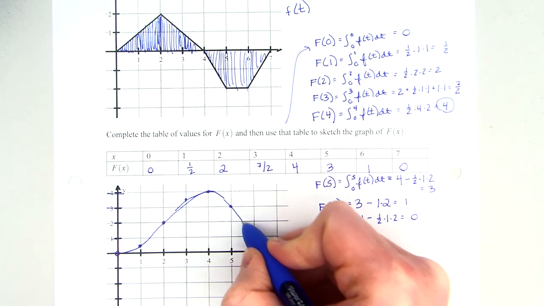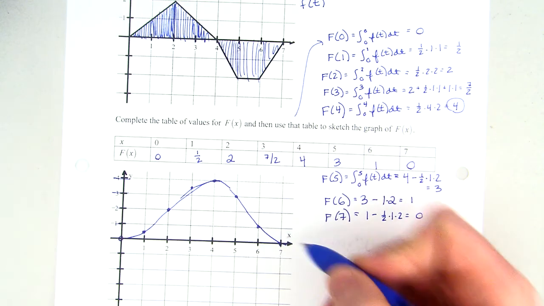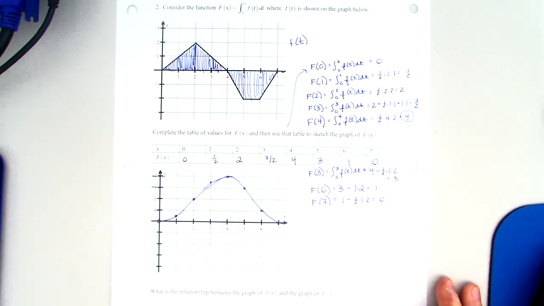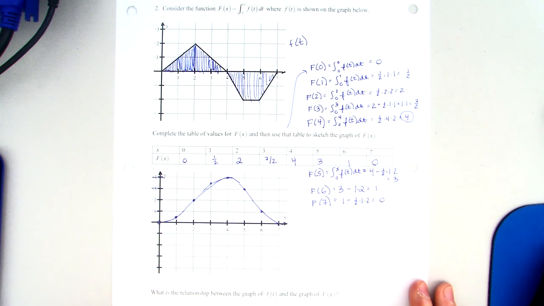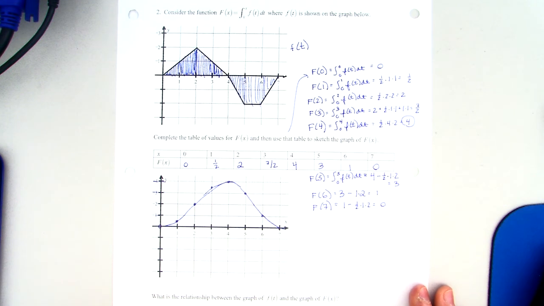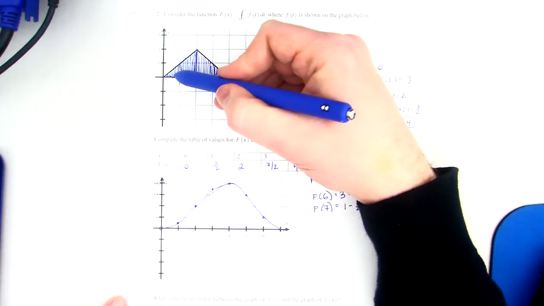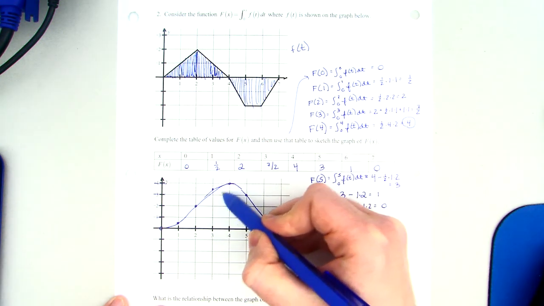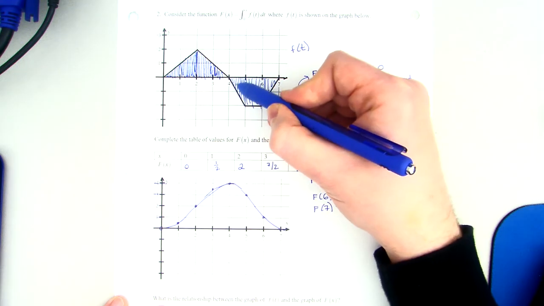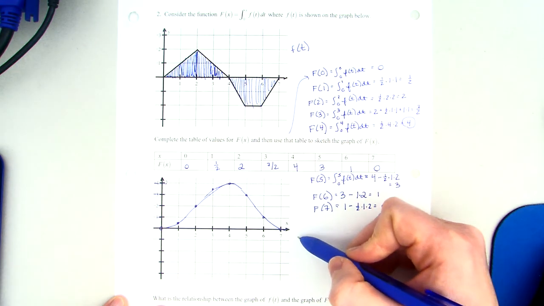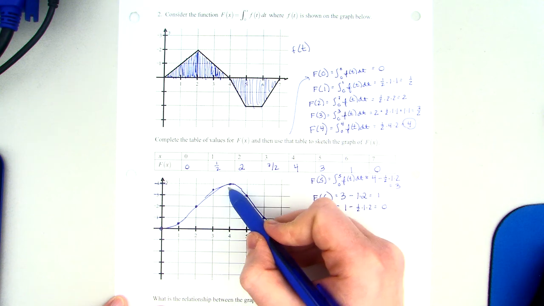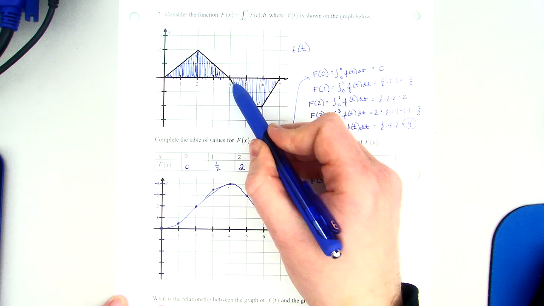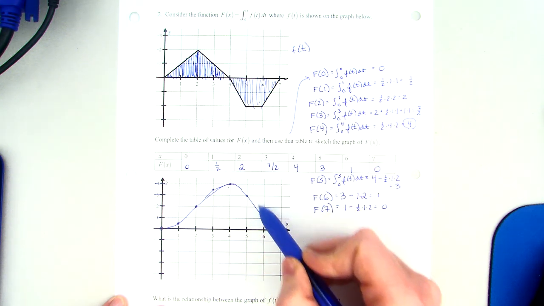Connect the dots? Oops, kind of like this. We're asked what the relationship is between these. Well, notice that as my area keeps increasing, this thing over here is going up. As soon as I start adding in some negative areas, this thing is going down. Notice that this thing is increasing while this graph is above the x-axis. When this graph has values below the x-axis, this graph starts decreasing.